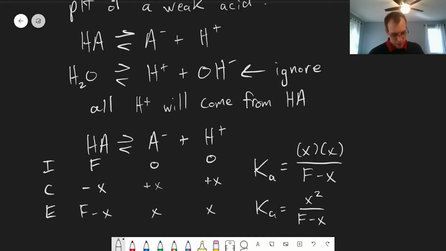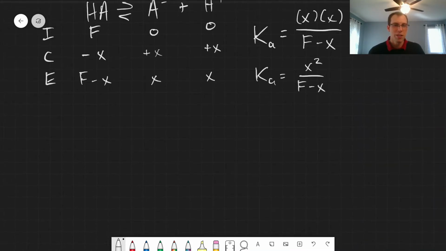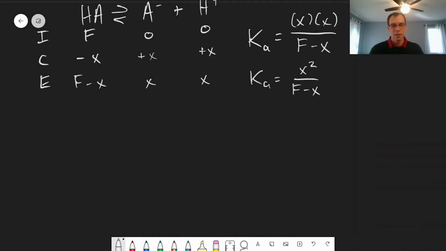And so this is a solution. We can solve this now. As long as we know the concentration of our weak acid, we can plug that in for F, and we just need to solve a quadratic equation, and we can find a final answer. There is one simplification even more that we can make to this. It depends. Sometimes we can make this, sometimes not.